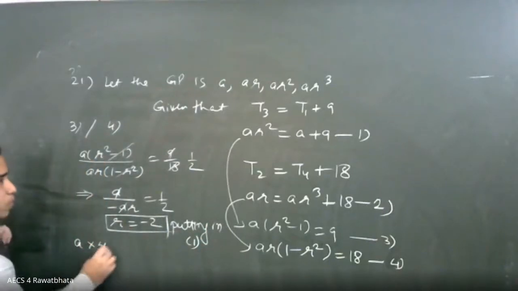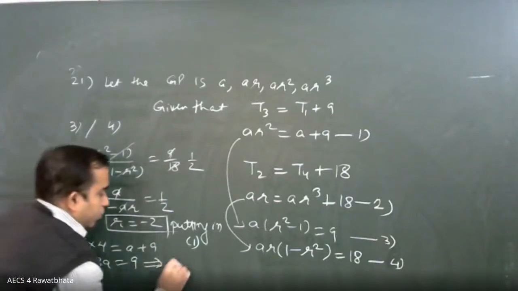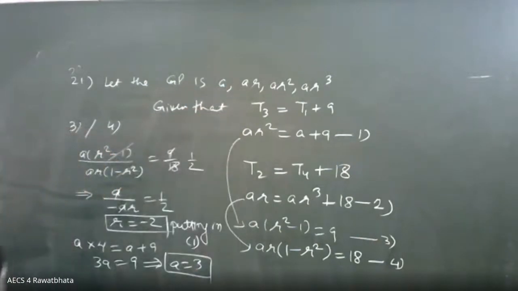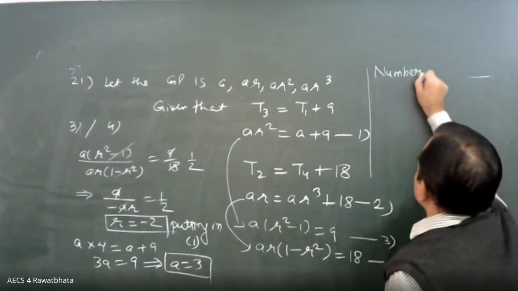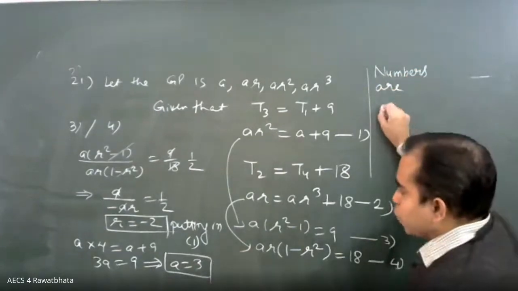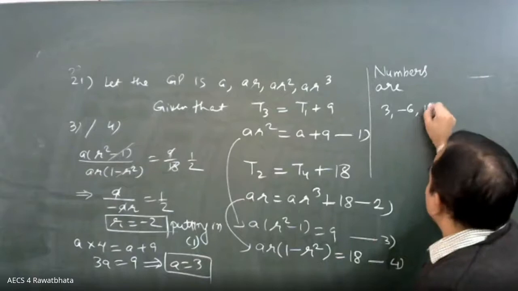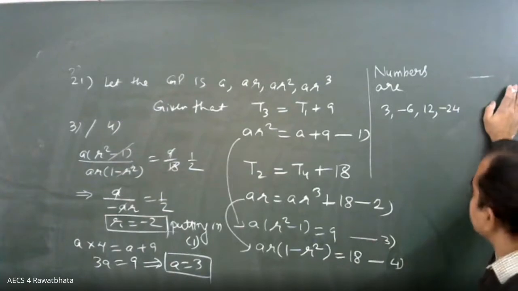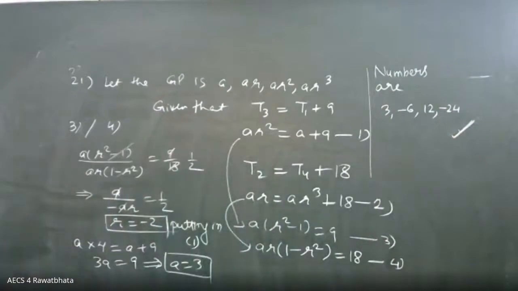So 3a is equal to 9. It means a is equal to 3. I got my a, I got my r. I can tell the numbers, because the numbers are a, ar, ar square, ar cube. So the numbers are a, which means 3, then a into r, minus 6, then a into r square, 12, then minus 24. Right, students? Check the answer. Is this right? I hope it should be right.